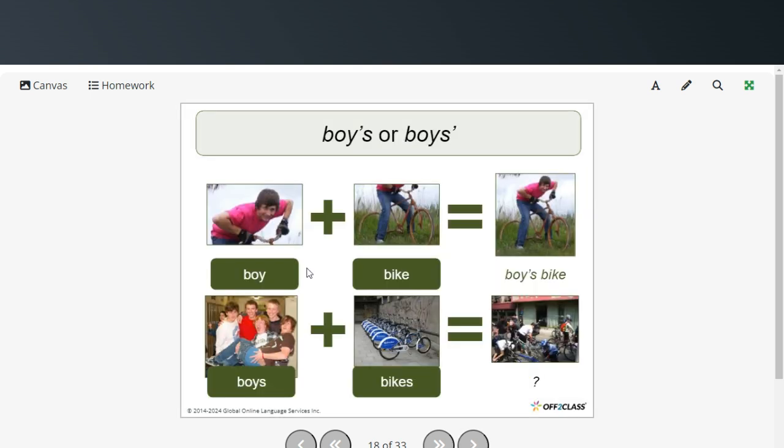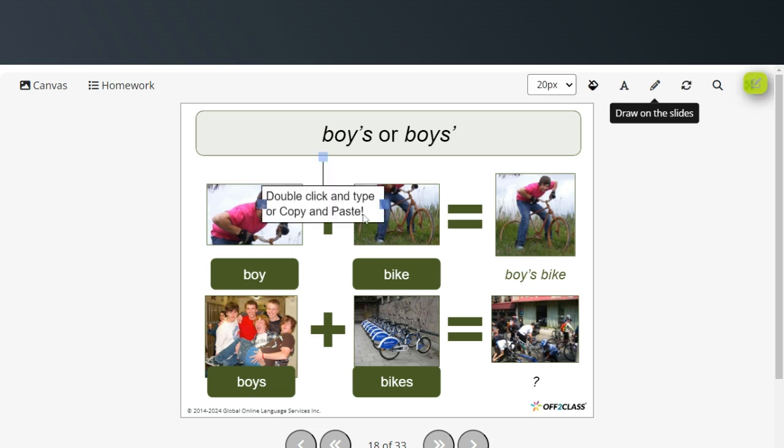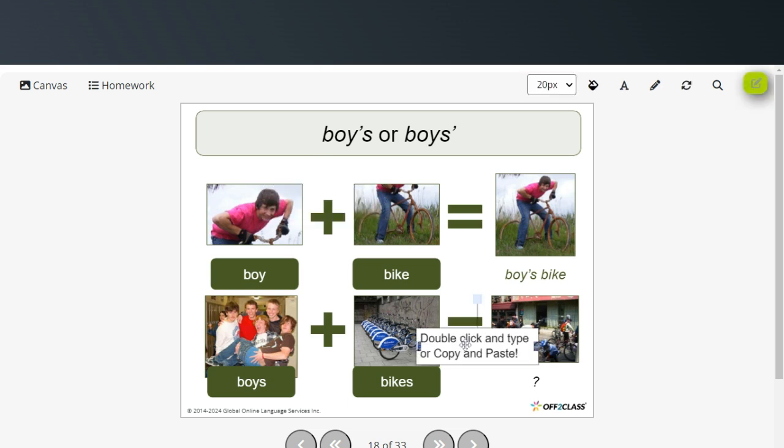Okay, this one is the boy's bike. And here, because this one is plural, we'd say boys' bikes.